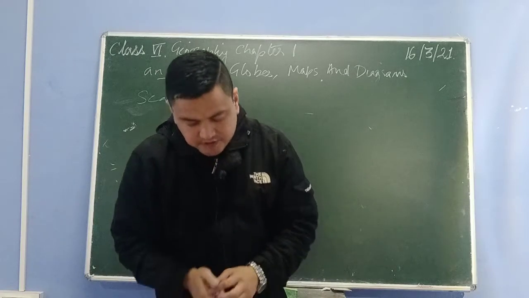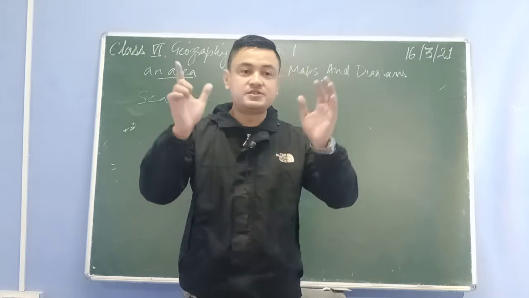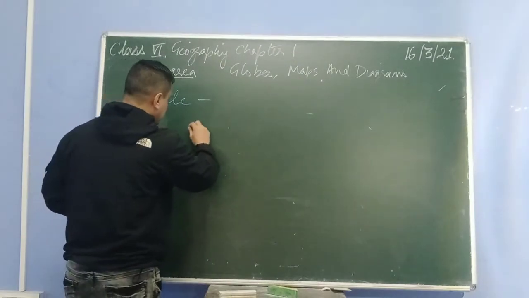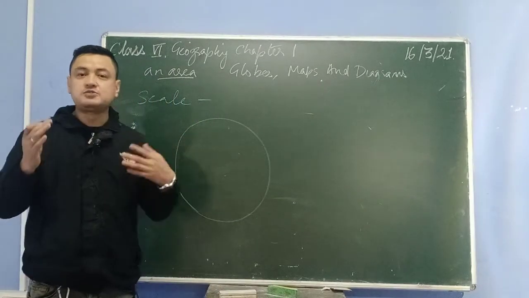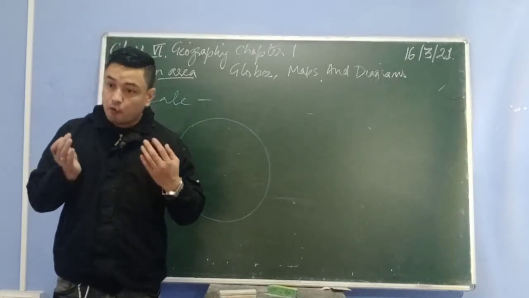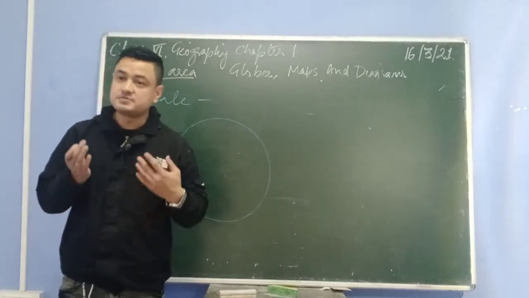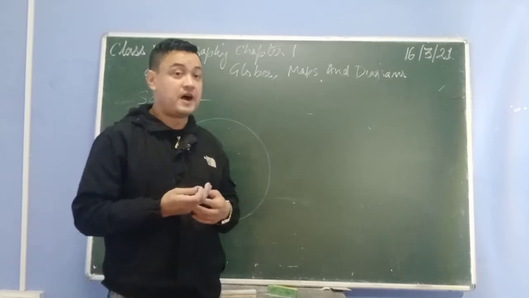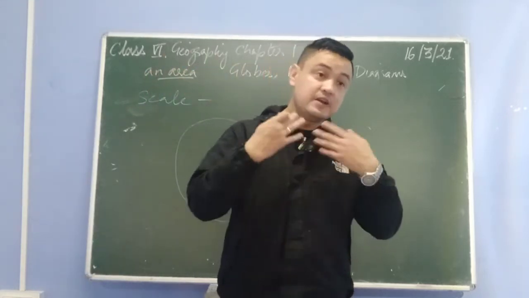Now let's read about the scale. If you look at the earth, let's make a globe. In a globe, you find lands as well as water. You find oceans as well as many continents. What are continents? Continents means land. You find Africa, Australia, North America, South America, Asia, and Europe.